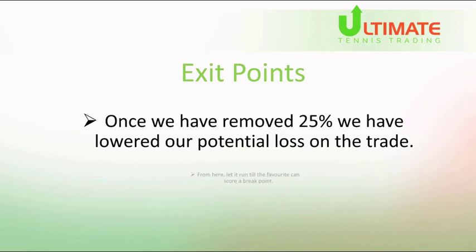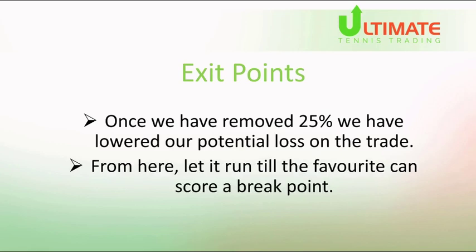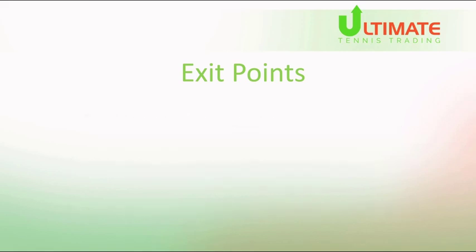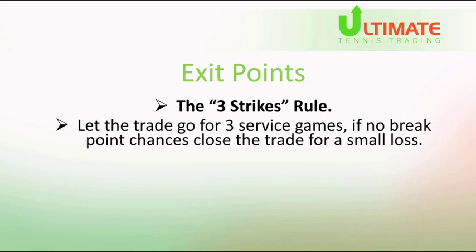So as I said, once we've removed 25%, we've lowered our potential loss on the trade. And then from there, we do let it run until the favorite can score a break point, or until the underdog has served 3 times. And this is another key part of the boomerang method, which sets it apart from the rest. This is the 3 strikes rule. This is how long we're staying in the market. We're going to let the trade go for 3 service games. This is the underdog serving 3 times.